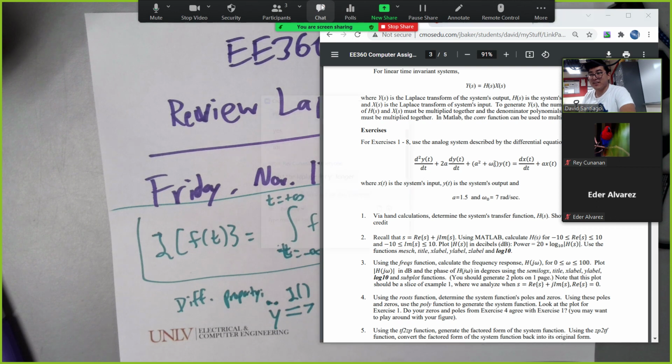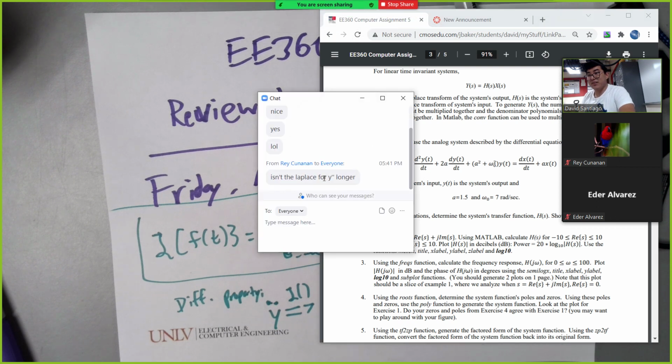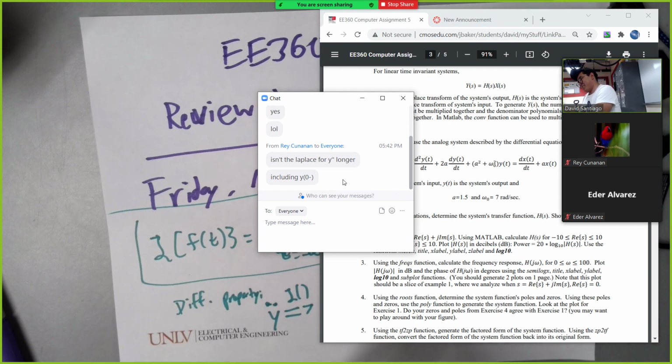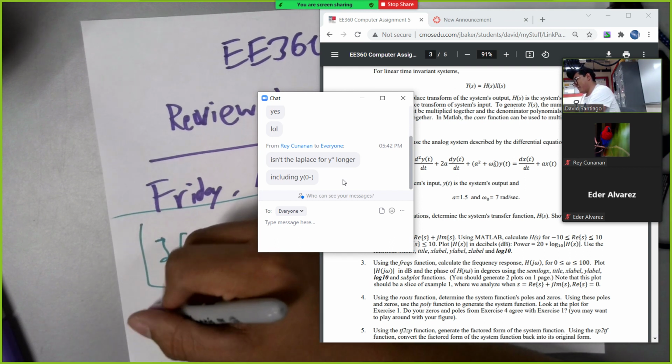Oh, someone's in the chat. Isn't the Laplace for y? Yes, okay. So we're going to do the official definition, with ICs.